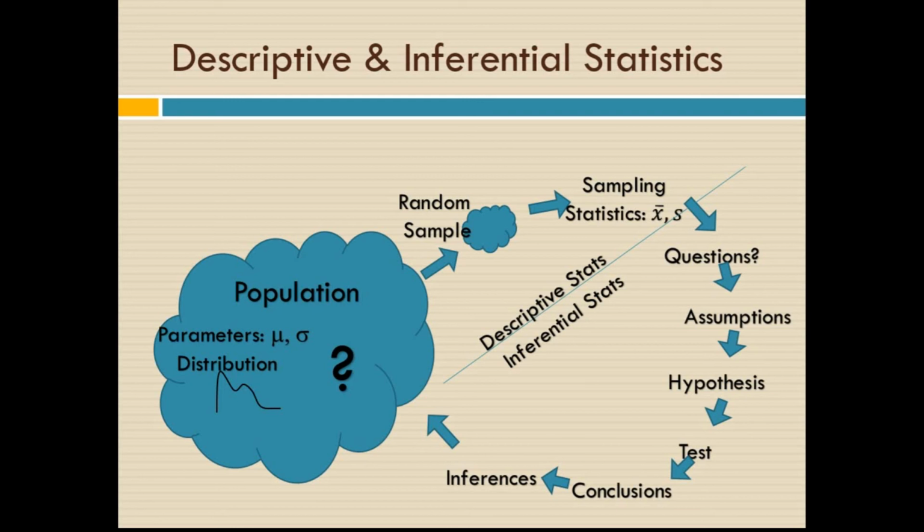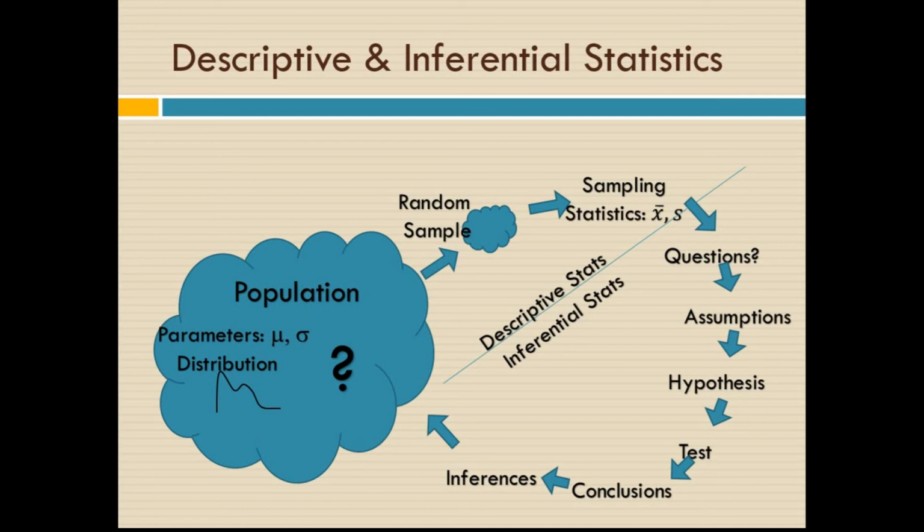From the sample, we can calculate some statistics. We can collapse this sample and calculate a sample average, a sample standard deviation. And that by itself, we would call descriptive stats. The line that separates descriptive stats from inferential stats is that the act of collecting data, calculating summary stats, and building graphs is descriptive stats.